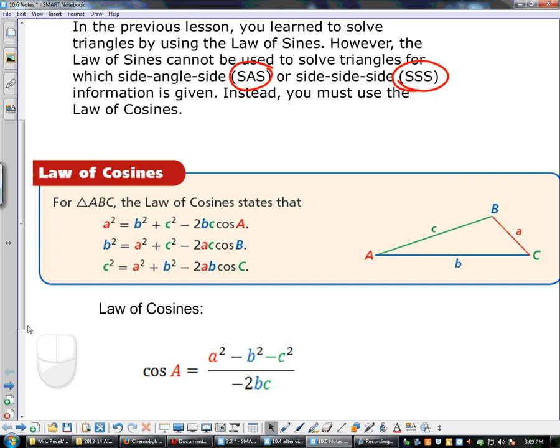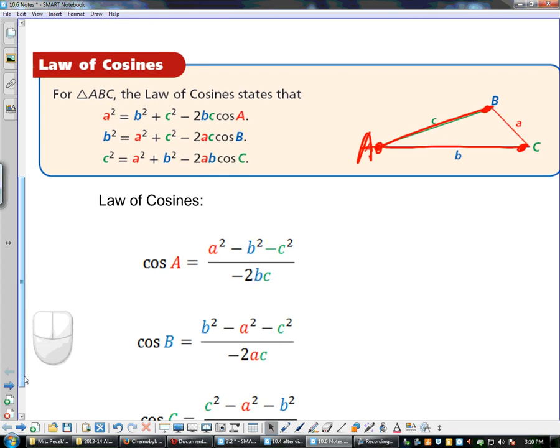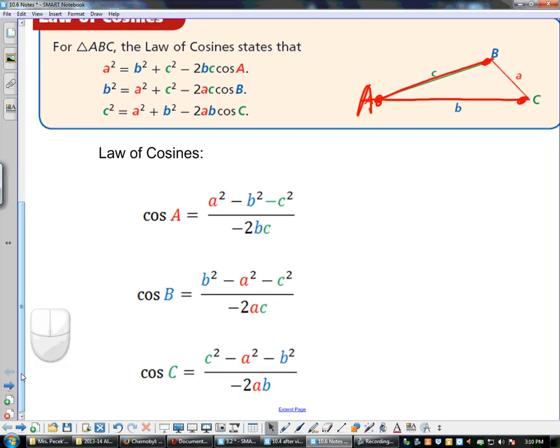For triangle ABC, the law of cosines states that a squared is equal to b squared plus c squared minus 2bc times the cosine of A. That means if you were given side B, side C, and angle A, you could solve the triangle. You could not use the law of sines to do this. You would have to go to the law of cosines. There are alternate versions of the law of cosines here also, and we're going to use those in this lesson as well.